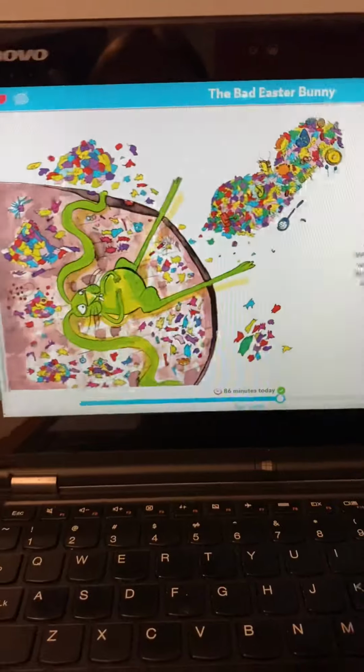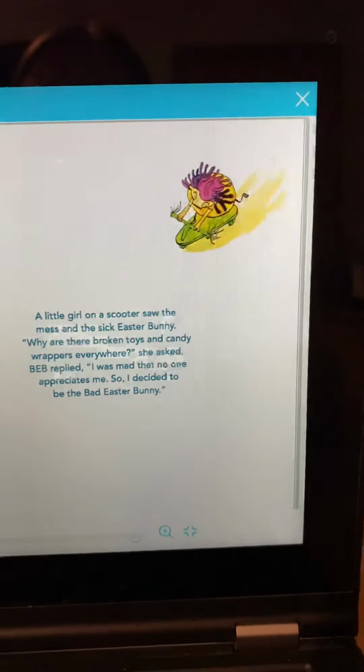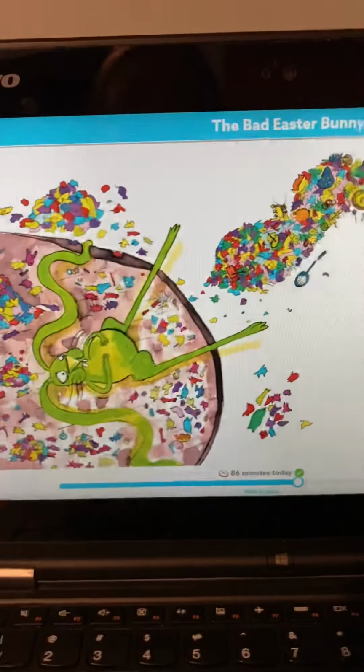bunny." Ooh, now we know that the little girl is in the book too, and she talked. That's another thing that characters need to do. And the Easter bunny talked too.